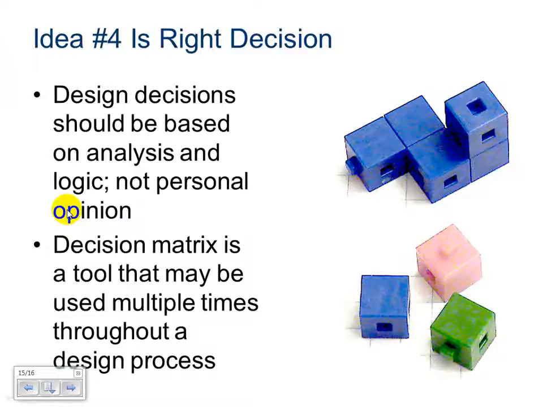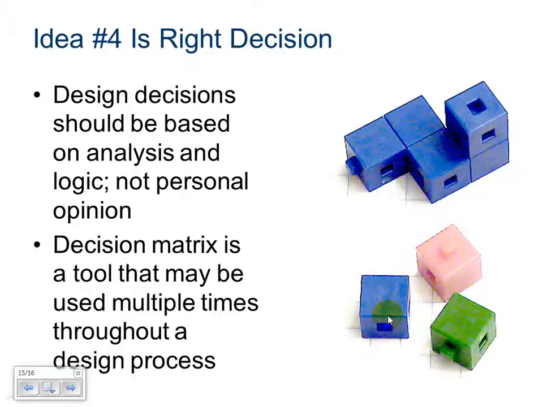That would be bad. So the decision matrix is a tool that helps you to make these decisions and to keep your own opinion out of it. It can be used multiple times throughout the design process. For example, we used this to figure out what to make our puzzle cubes out of. I'm sorry to say that Tulsa Tech has not bought interlocking centimeter cubes, so you will be using wooden blocks to make your puzzle cubes.